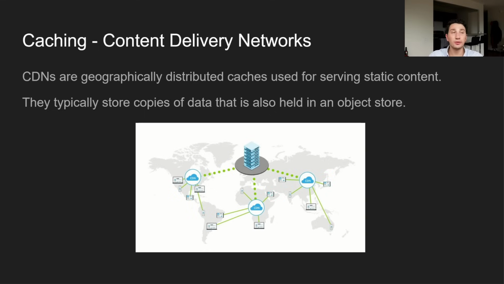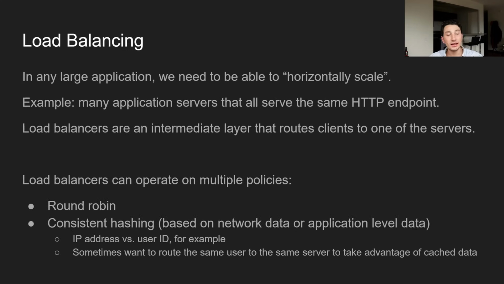Okay, a final piece of kind of caching information we'll talk about is content delivery networks. These are basically geographically distributed caches for static content, like pictures or videos or anything like that. If you have stuff in S3 that you want to store or basically serve to multiple users around the world, sometimes it makes sense to do so from a CDN.